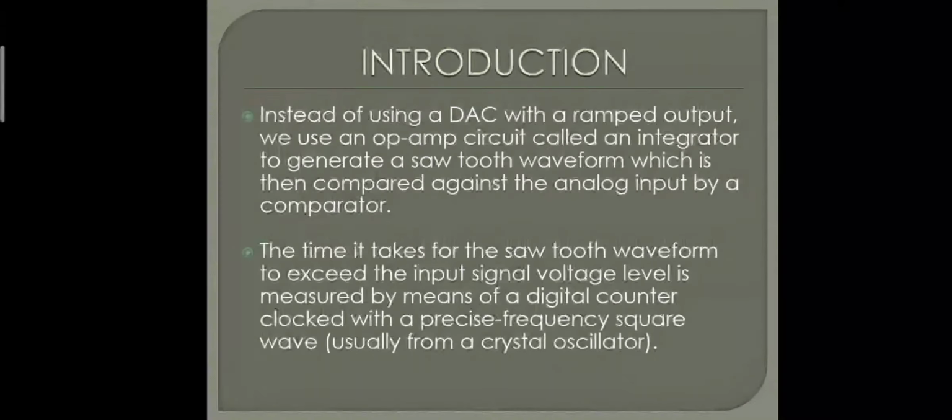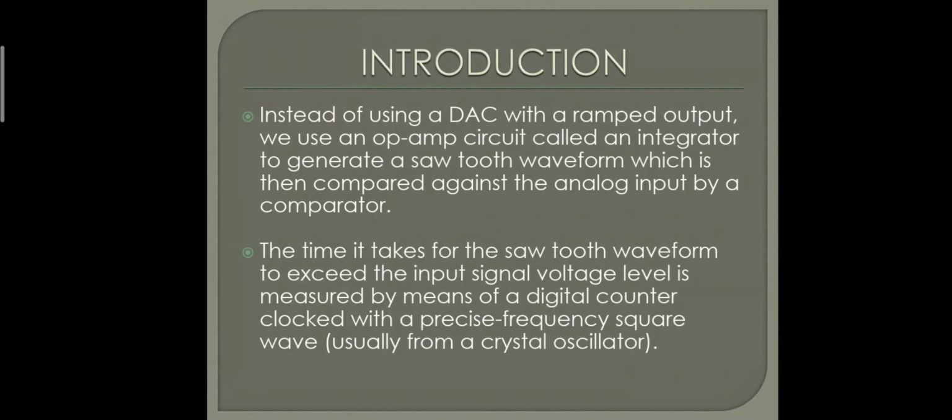Instead of using a digital to analog converter with a ramped output, we use an op-amp circuit called the integrator to generate a sawtooth waveform, which is then compared against the analog input by a comparator. The time it takes for the sawtooth waveform to exceed the input signal voltage level is measured by means of a digital counter clocked with a precise frequency square wave.